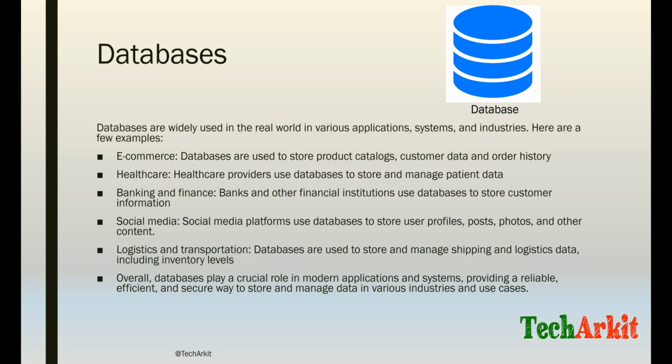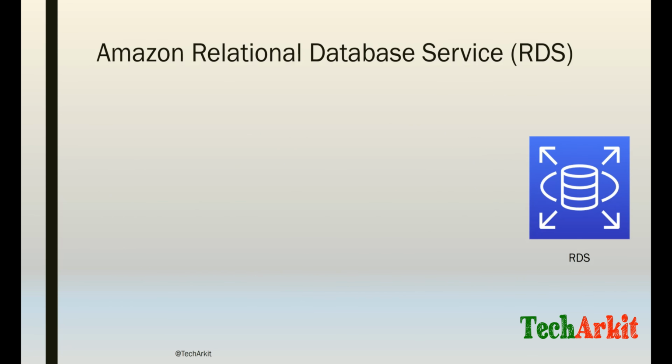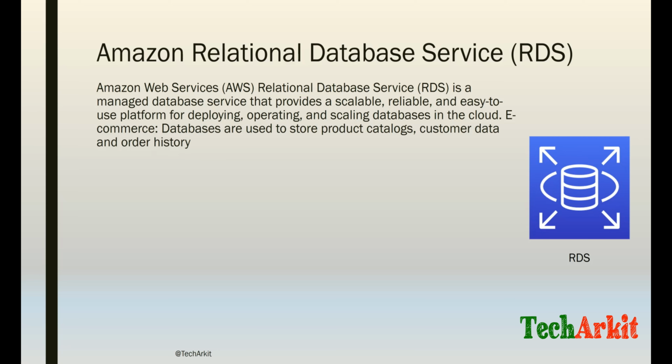You can see e-commerce, healthcare, banking, social media, logistics and transport, and so on, right? So there is a relational database service with Amazon. Those are the services we have here, called Amazon Web Services Relational Databases, which is called Relational Database Service. RDS is a managed database service that provides a scalable, reliable and easy-to-use platform for deploying, operating and scaling databases in the cloud. So basically this is a managed database service.